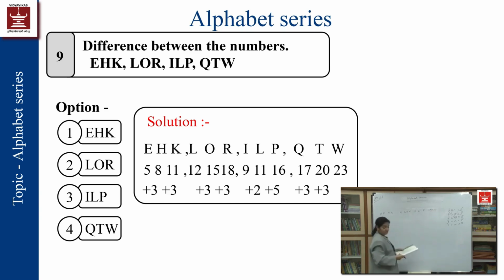Now looking at their positions, you will know what is happening with them. Where's E? E is 5, H is 8, K is 11, plus 3. They are in proper sequence. L is 12, O is 15, again plus 3, again plus 3. Okay. I is 9, L is 11, 9 plus 2. Finish. I need to check out the last one. Q is 17, 20 and 23.